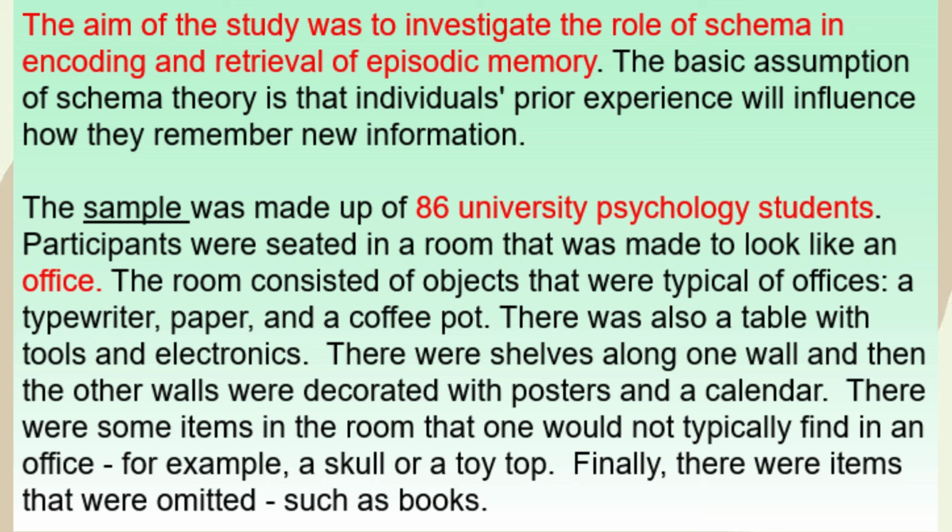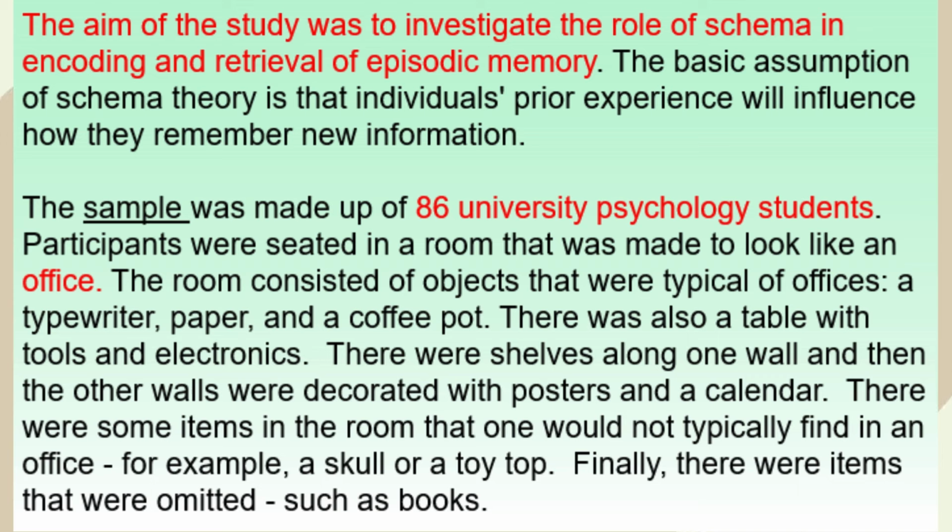Participants were seated in a room that was made to look like an office. The room contained objects that were typical of an office, like a typewriter, paper, and a coffee pot. There was also a table with tools and electronics. There were shelves along one wall, and the other walls were decorated with posters and a calendar. There were some items in the room that would not typically be found in an office, for example, a skull or a toy shop. Finally, there were items that were omitted, such as books.